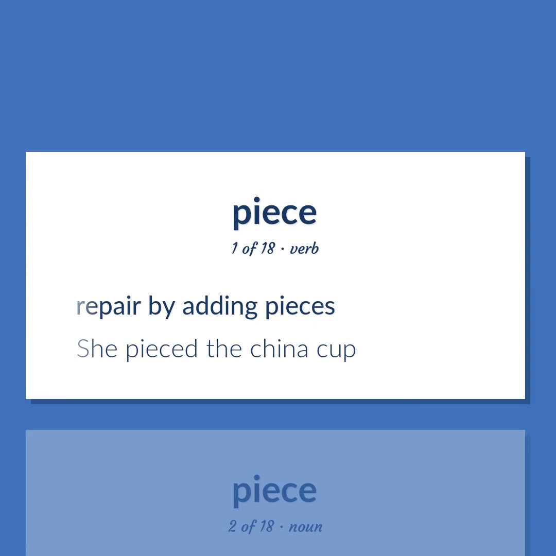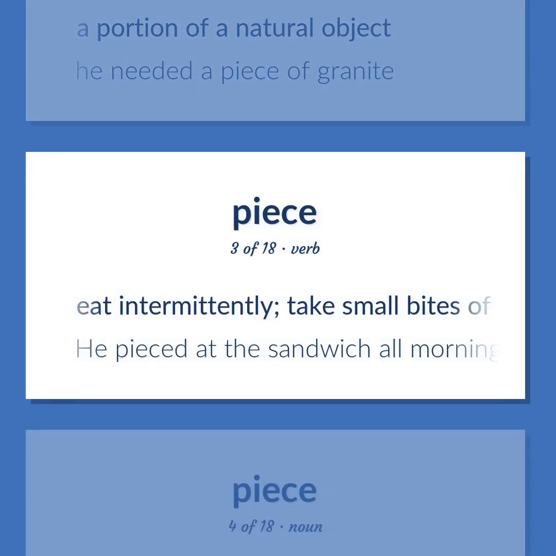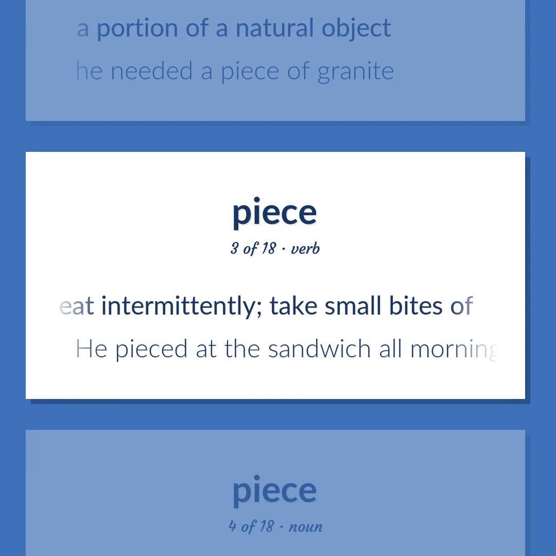Repair by adding pieces. She pieced the china cup. A portion of a natural object. He needed a piece of granite. Eat intermittently. Take small bites of. He pieced at the sandwich all morning.